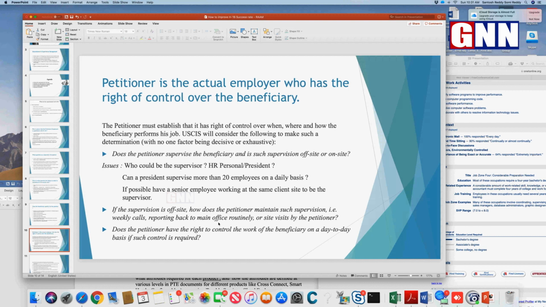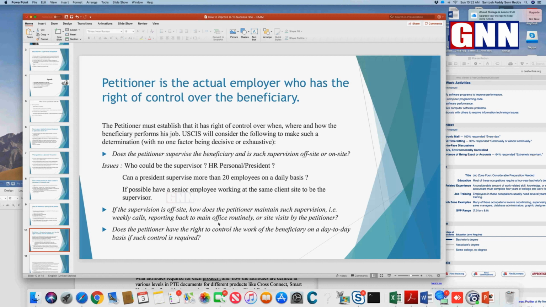It should be either the president or an IT manager or a team lead, but it cannot be an HR person. A lot of employers make this mistake by mentioning that the beneficiary will be reporting to XXX, who is the HR manager, which is not allowed. Any performance evaluations, everything has to be done by the supervisor, who is the technical person. It cannot be done by an HR person, because the HR person is not overseeing the beneficiary on a regular basis.